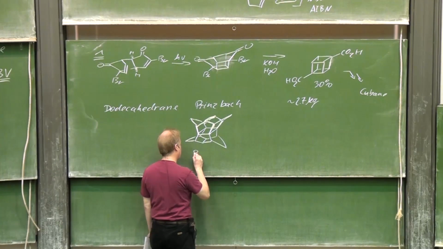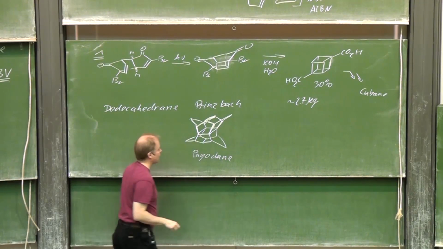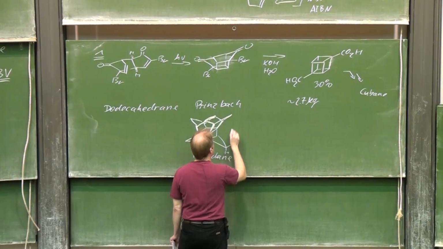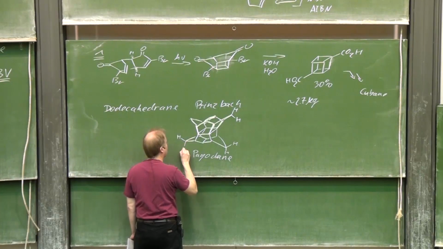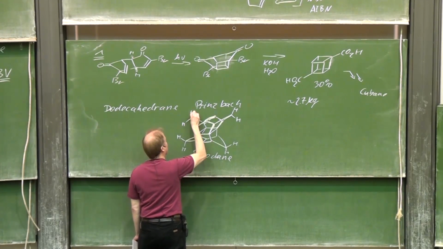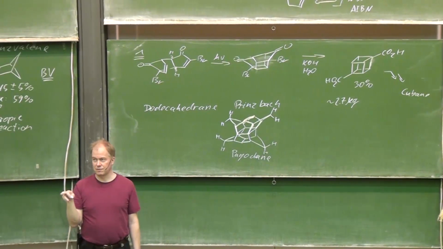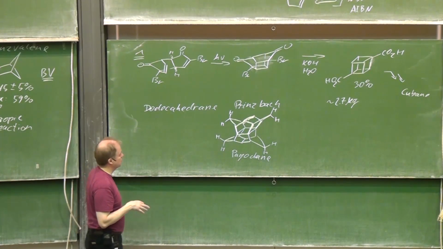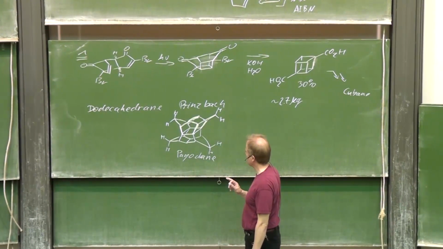This structure he called pagodane, and he noticed that this is far more strained than dodecahedron. Dodecahedron is not that strained. So we have a lot of strain energy in here.